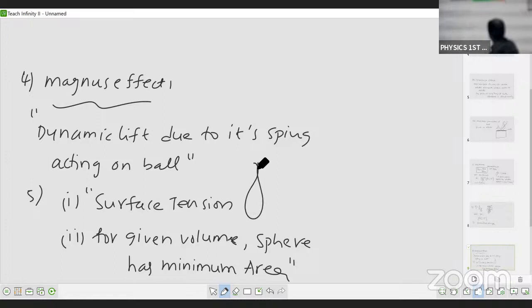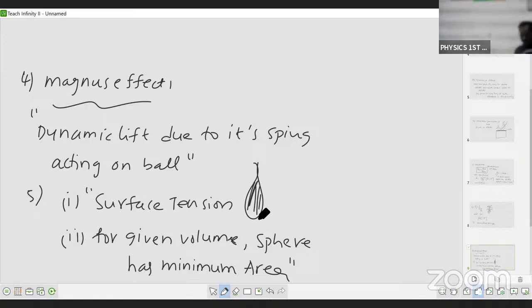This is question 5. This one, a water drop. Why spherical in nature? One is surface tension. Second one is for a given volume, a sphere has minimum surface area. That's why, due to gravitational pull, we are getting this shape.